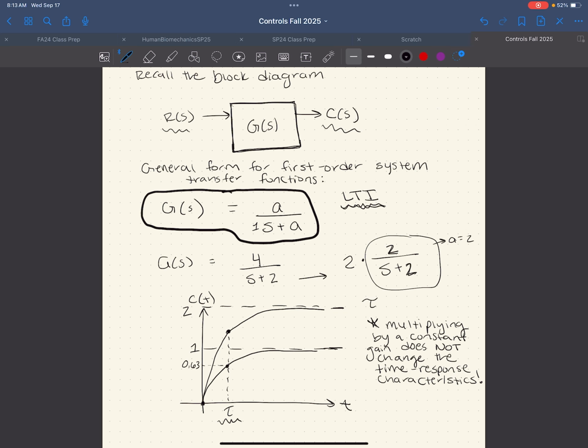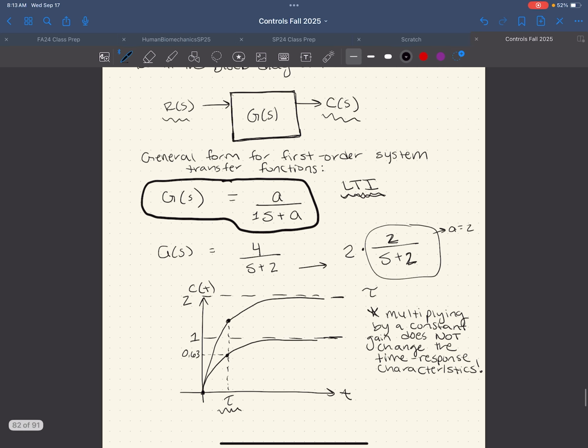And then the other thing I want to review is how do we tell what is the order of our system based on the transfer function? And so I can absolutely confirm that this thing is a first order system. And the reason is because of the highest exponent of s in the denominator. So the highest exponent of s in the denominator is simply 1.